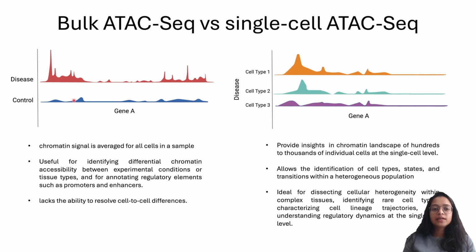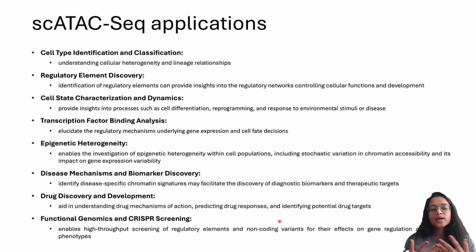So basically, bulk ATAC-seq is more useful for identifying the different chromatin accessibility between experimental conditions, disease or tissue types. Whereas single cell is more to identify the cellular heterogeneity of gene expression, going back to which regions are more accessible for gene expression between rare cell types, characterizing cell lineages, trajectories, and understanding the regulatory dynamics at the single cell level. As I said, single cell ATAC sequencing can help identify cell type and classification by understanding the cellular heterogeneity and lineage relationships.